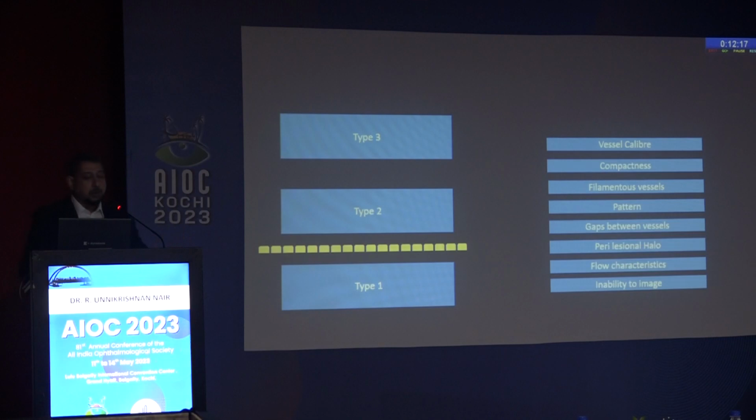When we go to AMD, I like to write it in the opposite way: type 1, type 2, type 3, and the yellow line is the RPE. It's a very simple way of understanding where type 1 is, where type 2 is, and what a type 3 is. When we look at a lesion, these are the things we look at: caliber of the vessel, compactness, whether it's filamentous or not, the pattern of the vessel, and the gaps between the vessels. We'll go through these in detail later.